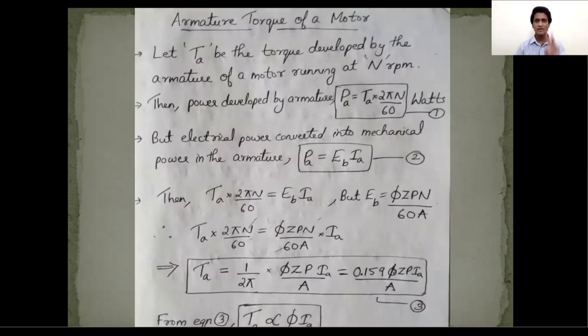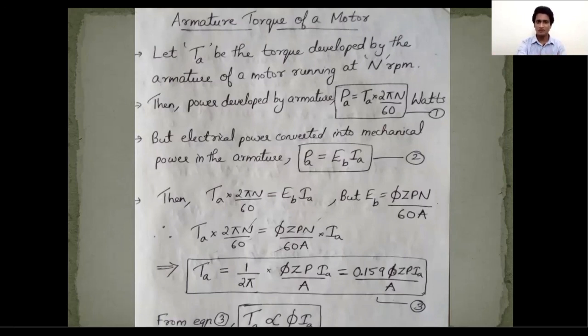So we have mainly two powers. One is the power developed by the armature, and there also torque is developed by the armature. Similarly, this torque or this power has to be transferred to the shaft. Then the torque developed in the shaft is called shaft torque, and a power is developed in the shaft.